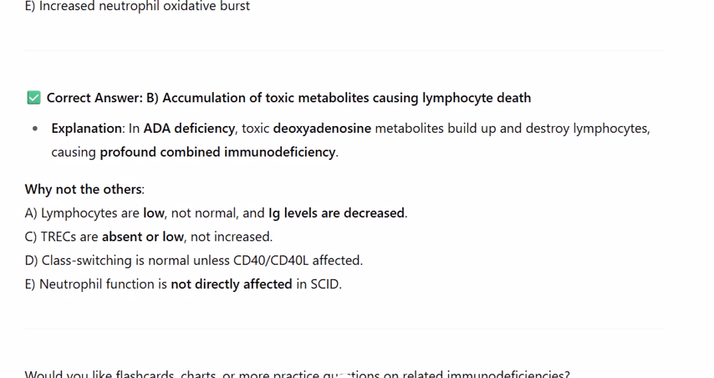Why not the others? A. Lymphocytes are low, not normal, and Ig levels are decreased. C. TREC are absent or low, not increased. D. Class switching is normal unless CD40, CD40L affected. E. Neutrophil function is not directly affected in SCID.